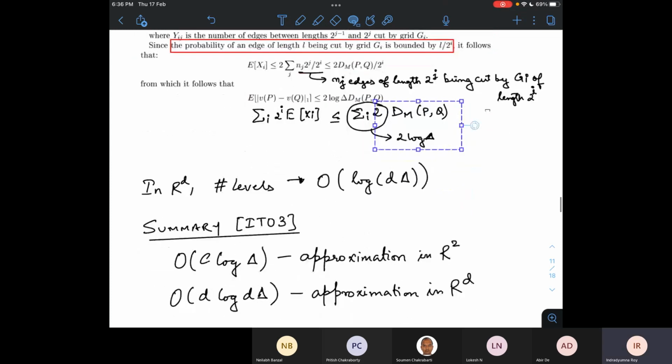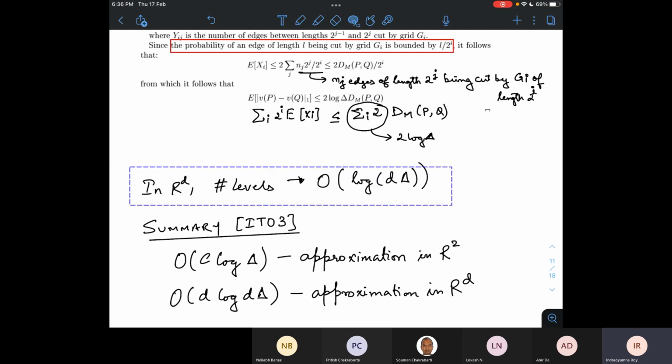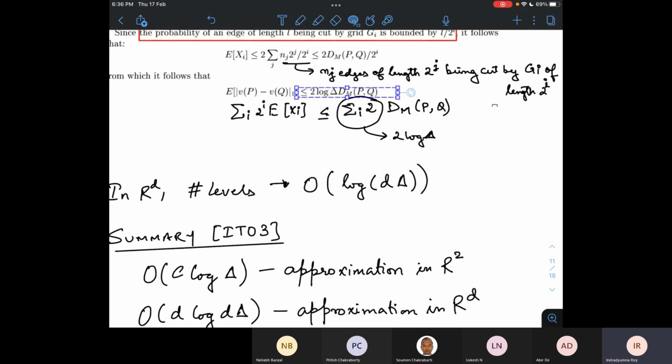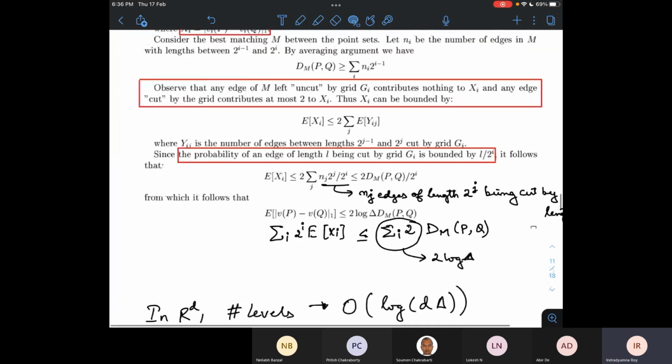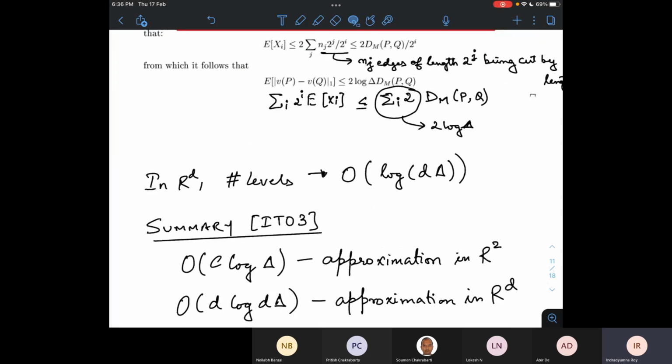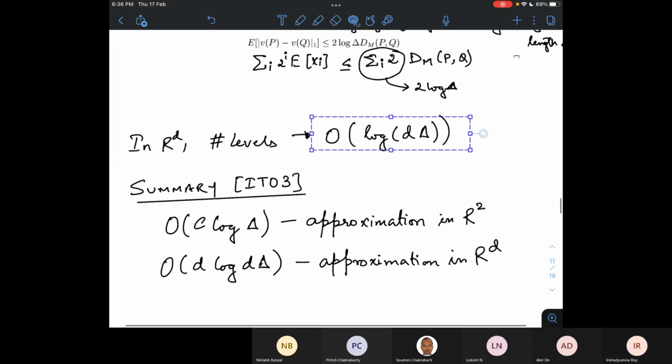Okay, so the other thing was that in 2-dimensional space, the number of levels in the tree is log delta. We have seen that before. But in d-dimensional space, that becomes log d delta. So as you can see in their analysis, they only had 2 log delta times the actual EMD distance. But in the d-dimensional space, that will become d log delta, which is not bad. I mean, we are okay with that. And that's the best bound till now as well.